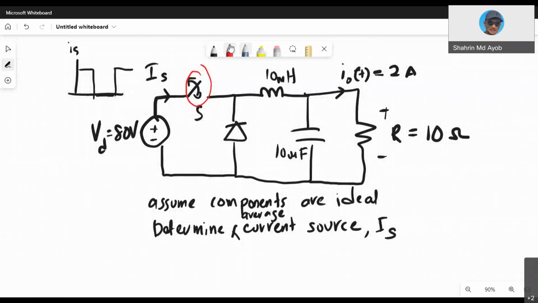This one, I will use the colourful buck. Okay, this one is buck converters, okay? Buck converters.